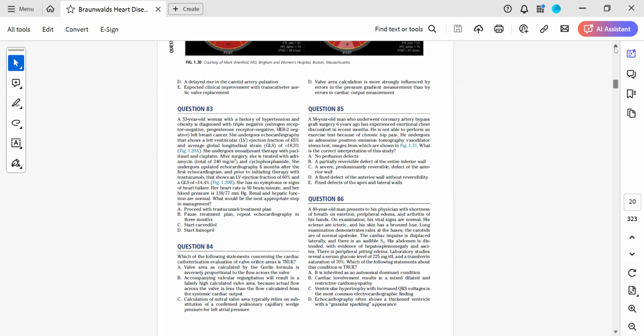But for this patient, we are told that the heart rate is already 50 beats per minute. So she already has a bradycardia. We wouldn't want to administer beta blockers here. So that's why starting lisinopril, an ACE inhibitor, will be the best option for this patient at this point.